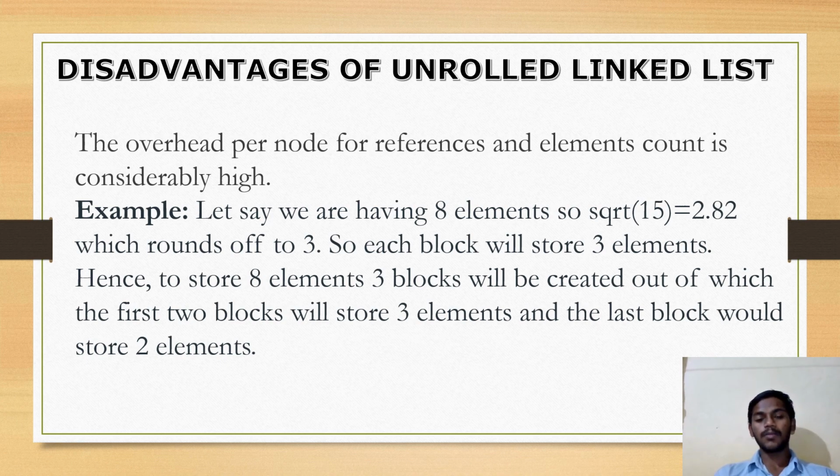Example: let's say we have 8 elements. The square root of 8 is equal to 2.82, which rounds off to 3. So each block will store 3 elements. Hence, to store 8 elements, 3 blocks will be created, out of which the first two blocks will store 3 elements, and the last block will store 2 elements.